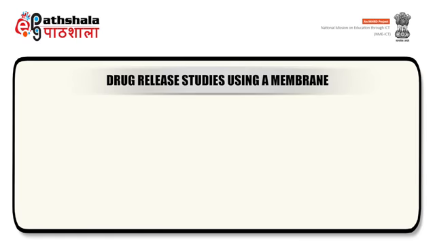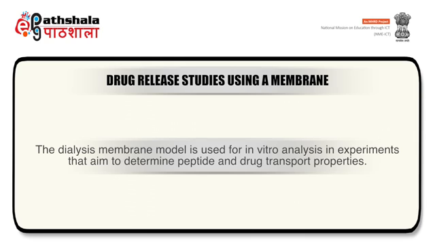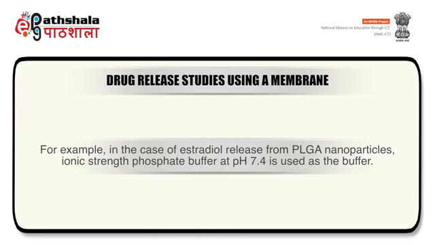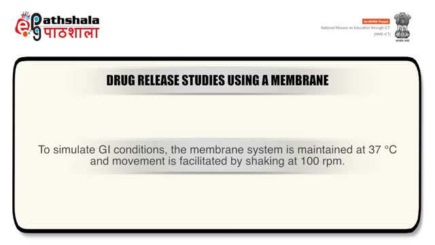Drug release study using a membrane. The dialysis membrane model is used for in vitro analysis in experiments that aim to determine peptide and drug transport property. In this technique, nanoparticle dispersion is added to a dialysis bag or a dialysis tube and suspended in the desired buffer. For example, in the case of estradiol release from PLGA nanoparticle, isotonic phosphate buffer at pH 7.4 is used as the buffer. To simulate GI condition, the membrane system is maintained at 37 degrees centigrade and movement is facilitated by shaking at 100 rpm.